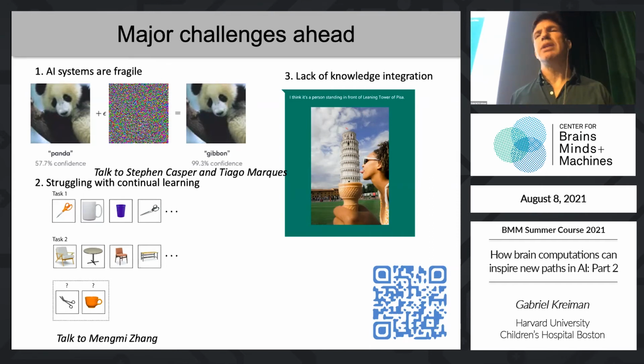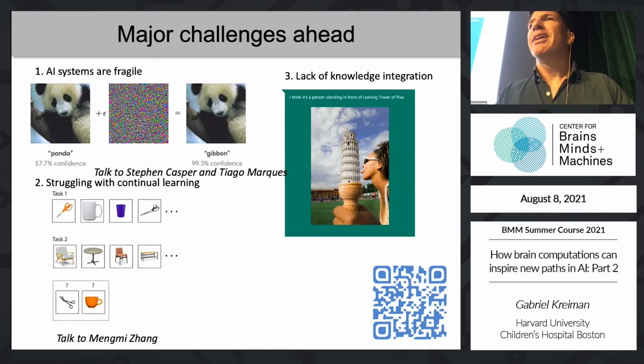Networks struggle with continual learning. This is the problem where you learn a couple of object classes. Let's say you learn how to discriminate cups from scissors. Now you learn something new, let's say chairs versus tables. And by and large, networks forget what they've learned initially. Humans are not like that. So when you go from math class to English, you don't forget everything you learned in math, mostly.